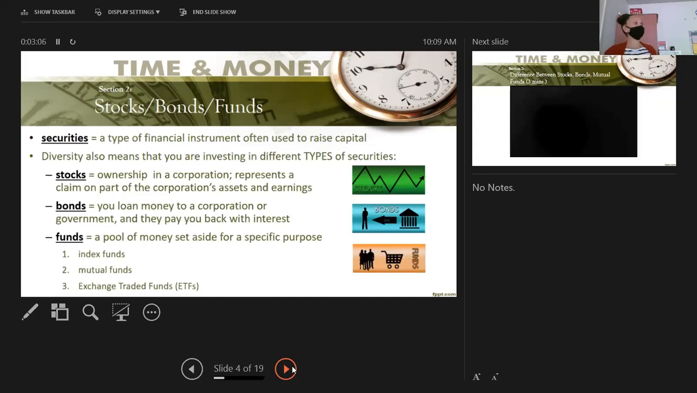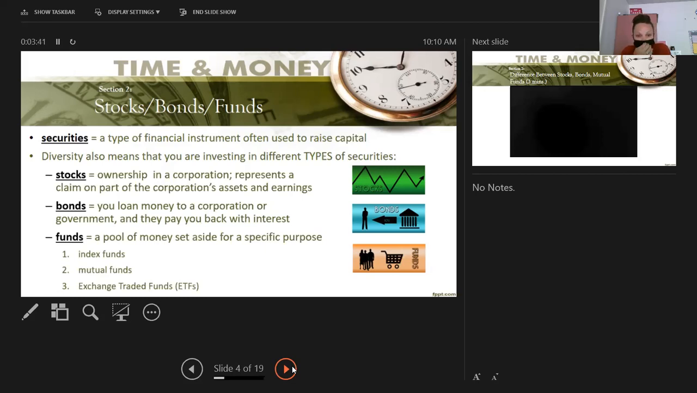So securities are a type of financial instrument often used to raise capital. All of these are types of securities. Diversity also means that you're investing in different types of securities. So it's not just saying you have 10 different kinds of stock in 10 different markets, 10 different companies. It's that you have different types of securities. So stocks are ownership in a corporation. They represent a claim on part of the corporation's assets and earnings.